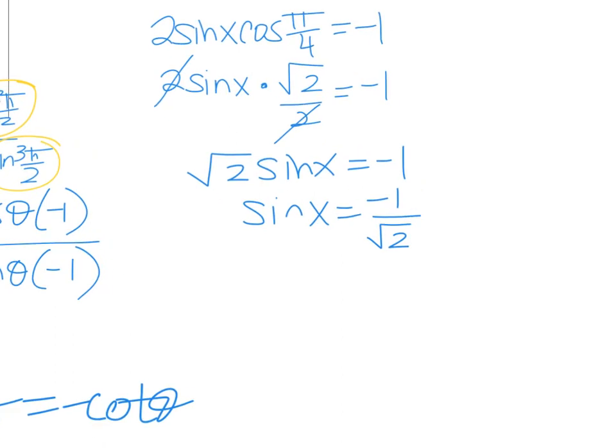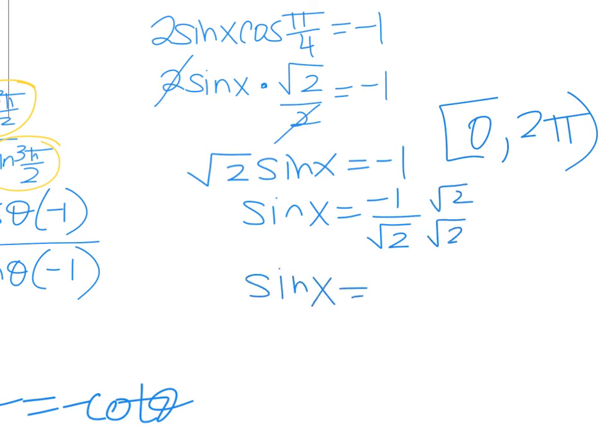And now we have to find, and by the way, whenever you're solving, we're always on the interval from 0 to 2 pi. Okay, even if the book doesn't say that, we are in here. We're always on the interval 0 to 2 pi. So I need to find out what angles give me -1 over rad 2. Now you may not recognize that, but if you went ahead and rationalized, you would see that sine x is negative rad 2 over 2. You recognize that on your unit circle.